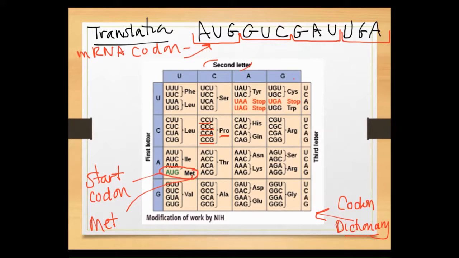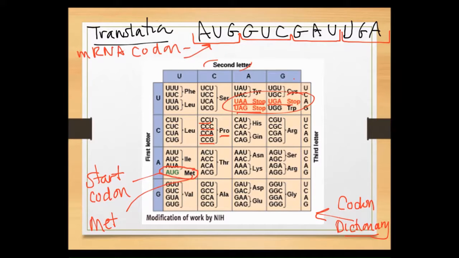How do we know when the process of translation will be over? Well, you'll notice that we also have some stop codons. UAA, UAG, and UGA are all stop codons, so that when we reach that section on a strand of messenger RNA, the process of translation will stop.